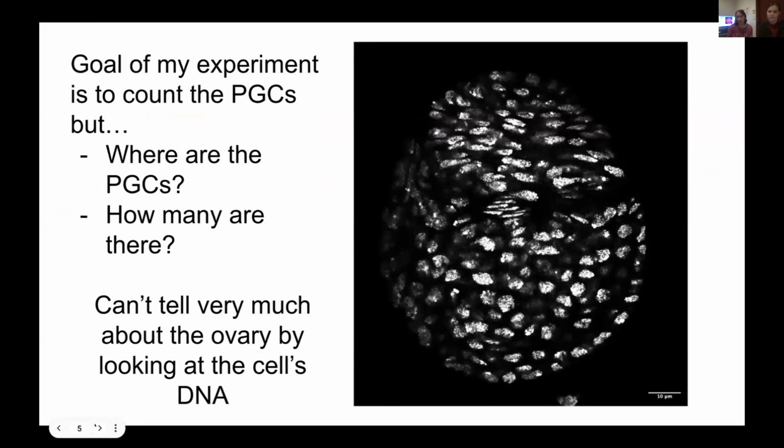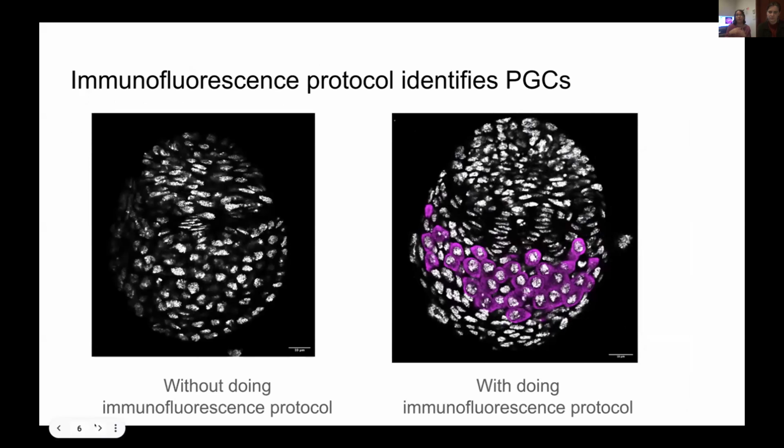The goal of the experiment that I'm conducting today is to count the PGCs. However, if you just look at this image, which is marking all of the nuclei inside the ovary, you can't tell very much about what's going on. Like, where are the PGCs in this image, or how many of them are there? I don't know just by looking at the DNA of the cells. And so I have to do an additional protocol before imaging called an immunofluorescence protocol.